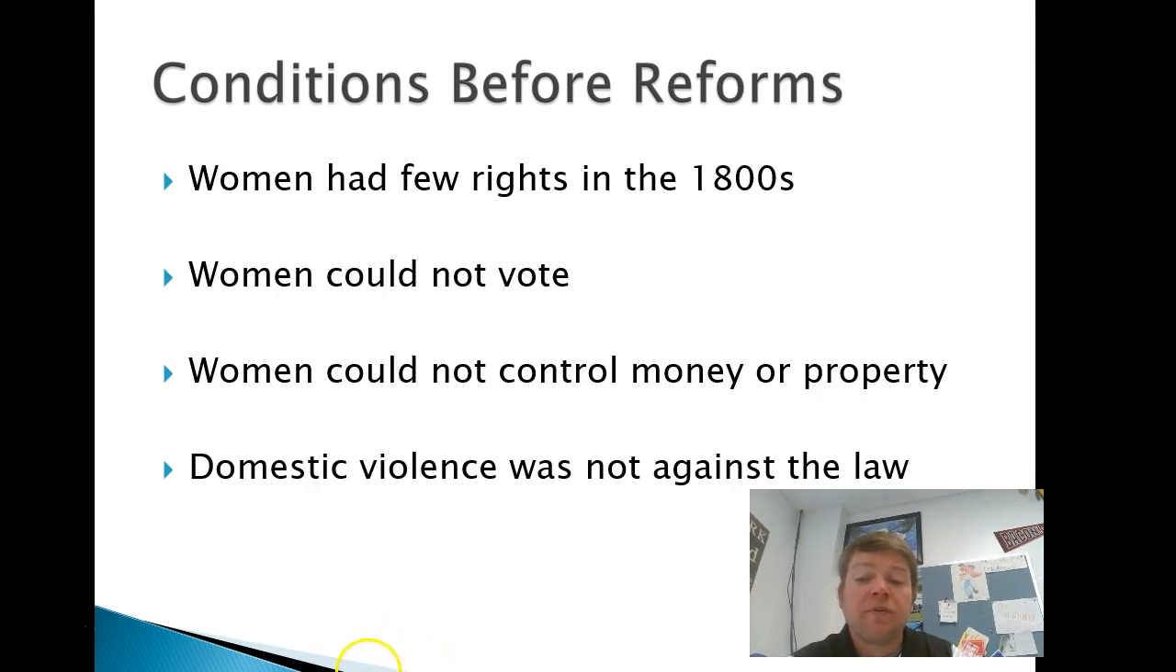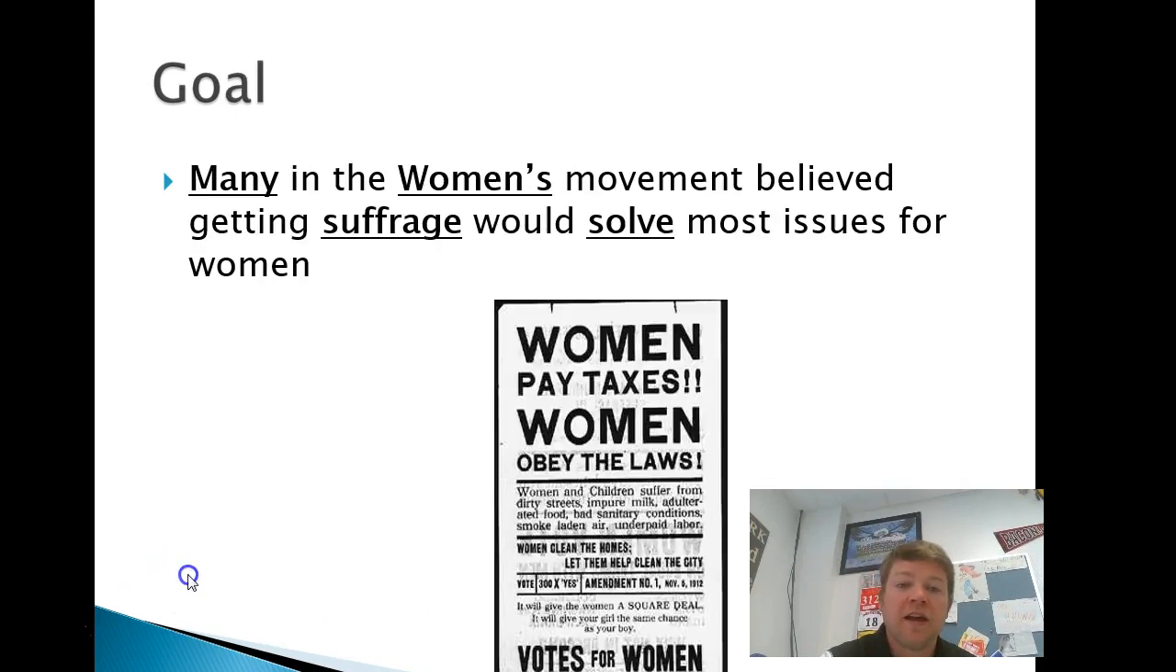And there was a considerable amount of men that were involved in the women's rights movement. Frederick Douglass was involved in that as well.